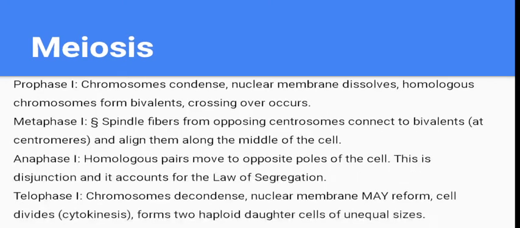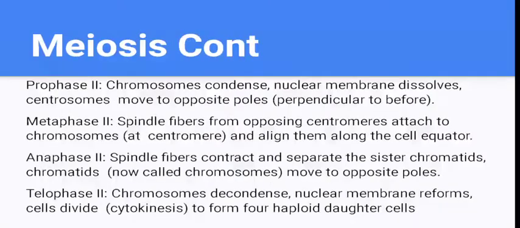Then meiosis is kind of similar, but there are multiple phases: prophase 1, metaphase 1, anaphase 1, telophase 1. I'm not going to read through all that, I'm going to leave it on the screen for a second, but it's very similar to mitosis. Then meiosis continues as prophase 2, metaphase 2, anaphase 2, and telophase 2.